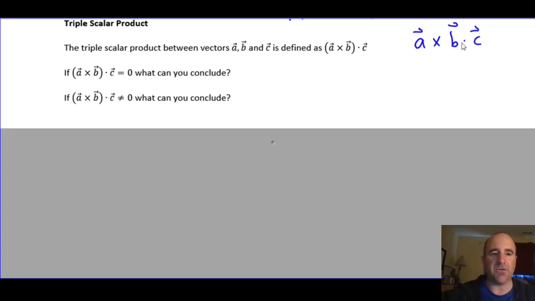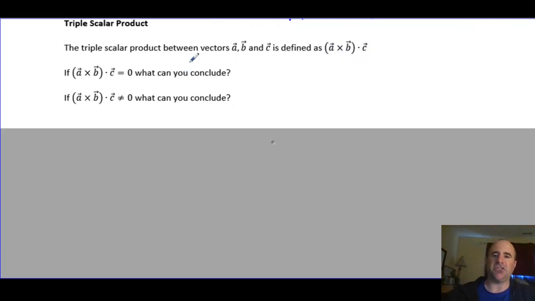If you dotted first, so imagine for some strange reason, you decided to do this first, B dotted with C, well then you have a scalar, and you cannot cross a scalar with a vector. So the only way it makes sense is to do A cross with B first. So sometimes you'll see the triple scalar product written without the brackets. They're not needed because you know what order you have to do it in. I prefer to write the brackets. Why make life more confusing?